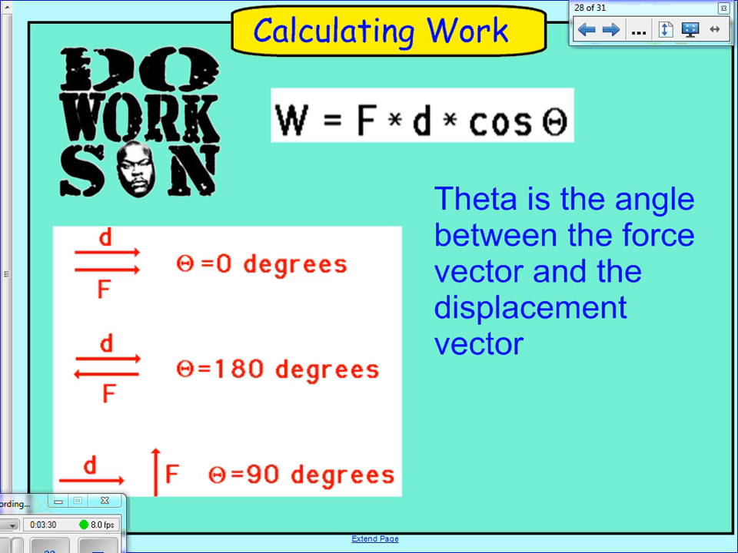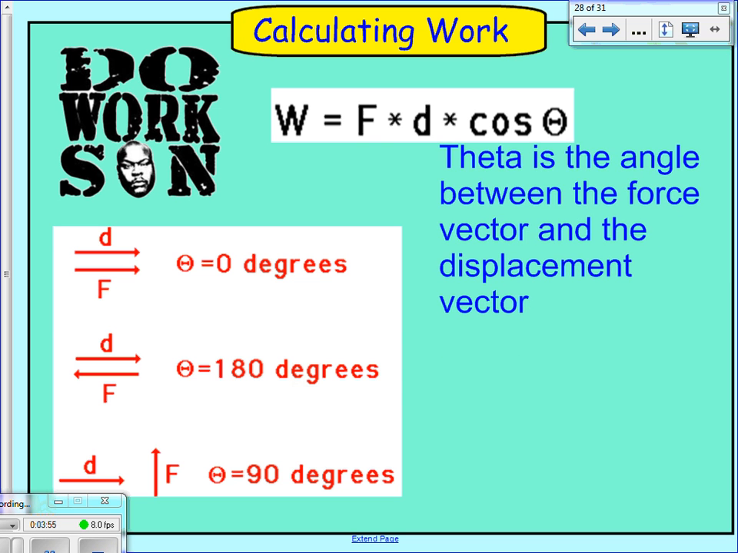All right, so now that we know what work is, now we're going to calculate it. The formula we're going to use to calculate work is the one given above. Work is equal to F, which is force, times d, which is displacement, times cosine theta. And theta is the angle between the force vector and the displacement vector. But we're going to look at some examples so we can understand what I mean by that.